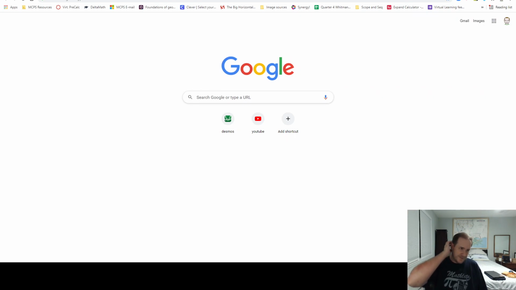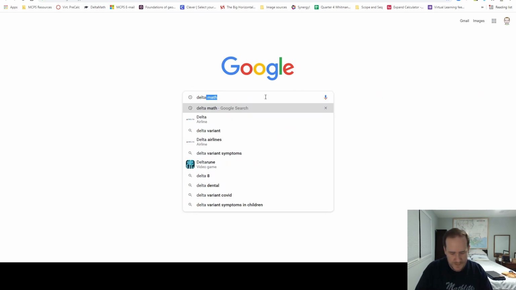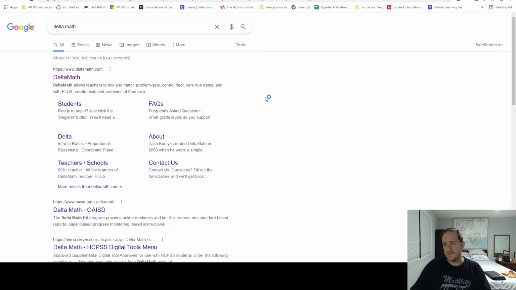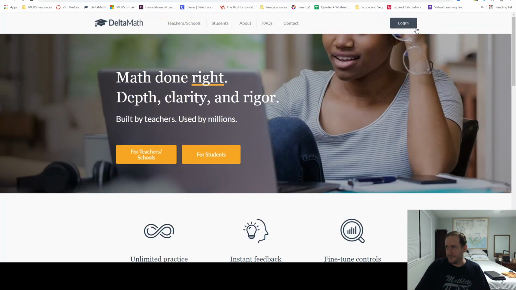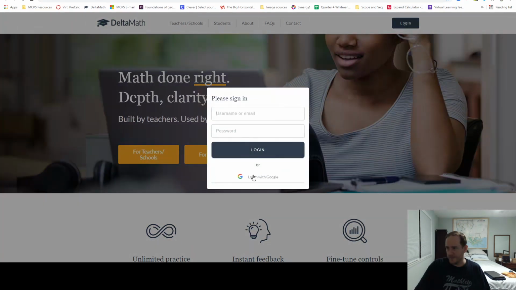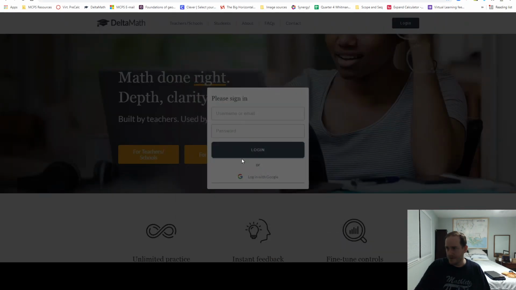To access DeltaMath, you obviously can just type DeltaMath into Google. That might be your best bet. I have it bookmarked right here. Type DeltaMath. And then once you're there, you bookmark it or do whatever you want to do to normally access it. You're going to click login and log in with Google. It's probably your best bet.